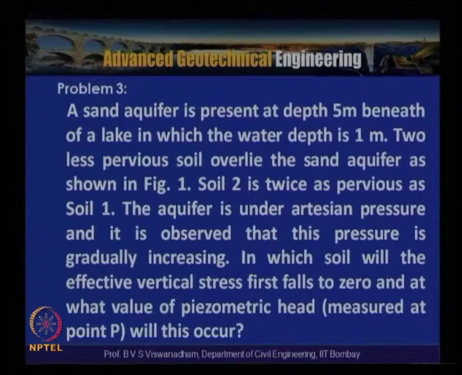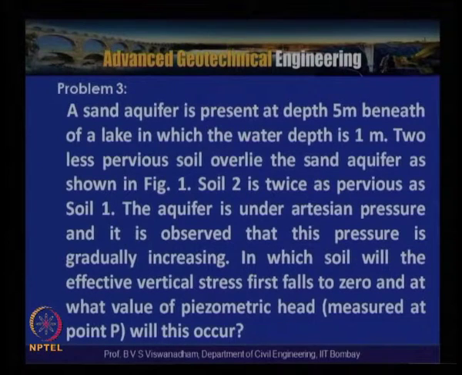And the problem 3 statement, wherein a sand aquifer is present at a depth of 5 meter below the lake, in which water depth is 1 meter. 2 less pervious soils overlie the sand aquifer as shown in the figure. Soil 2 is twice as pervious as soil 1. That means soil 2 is more pervious, having more permeability than soil 1.